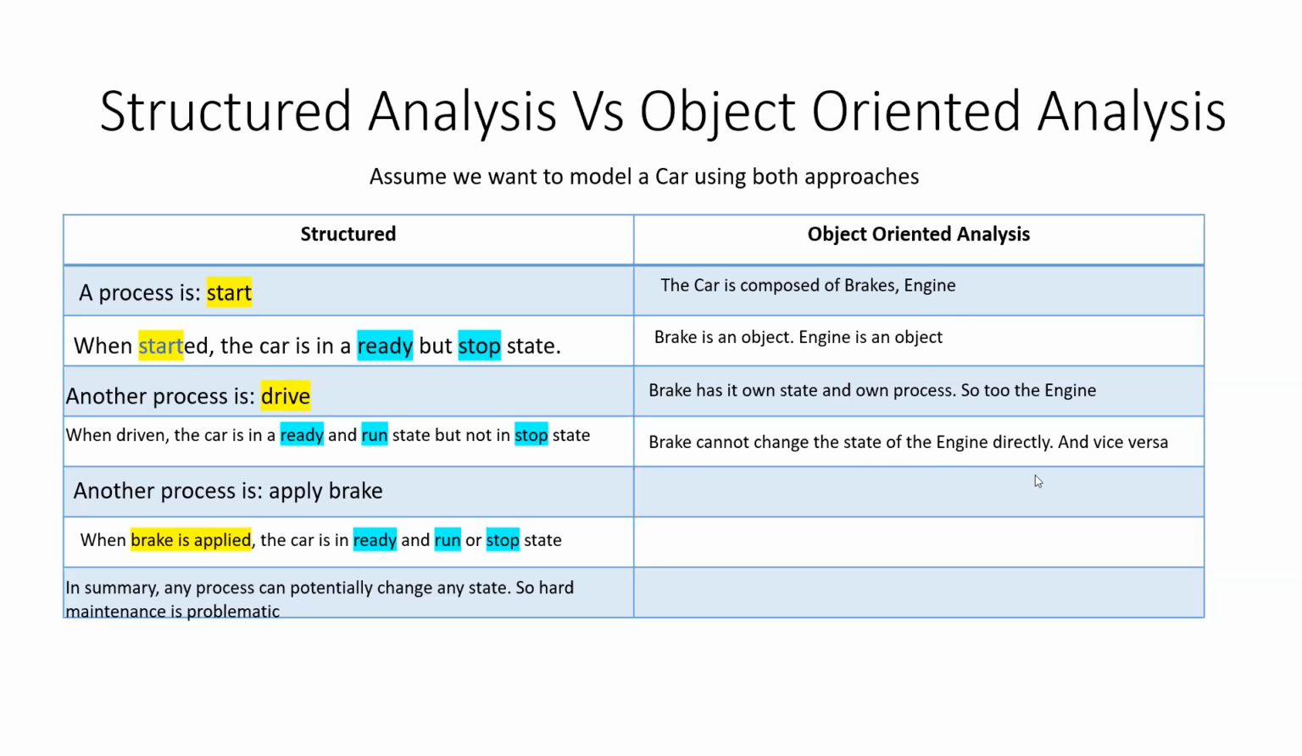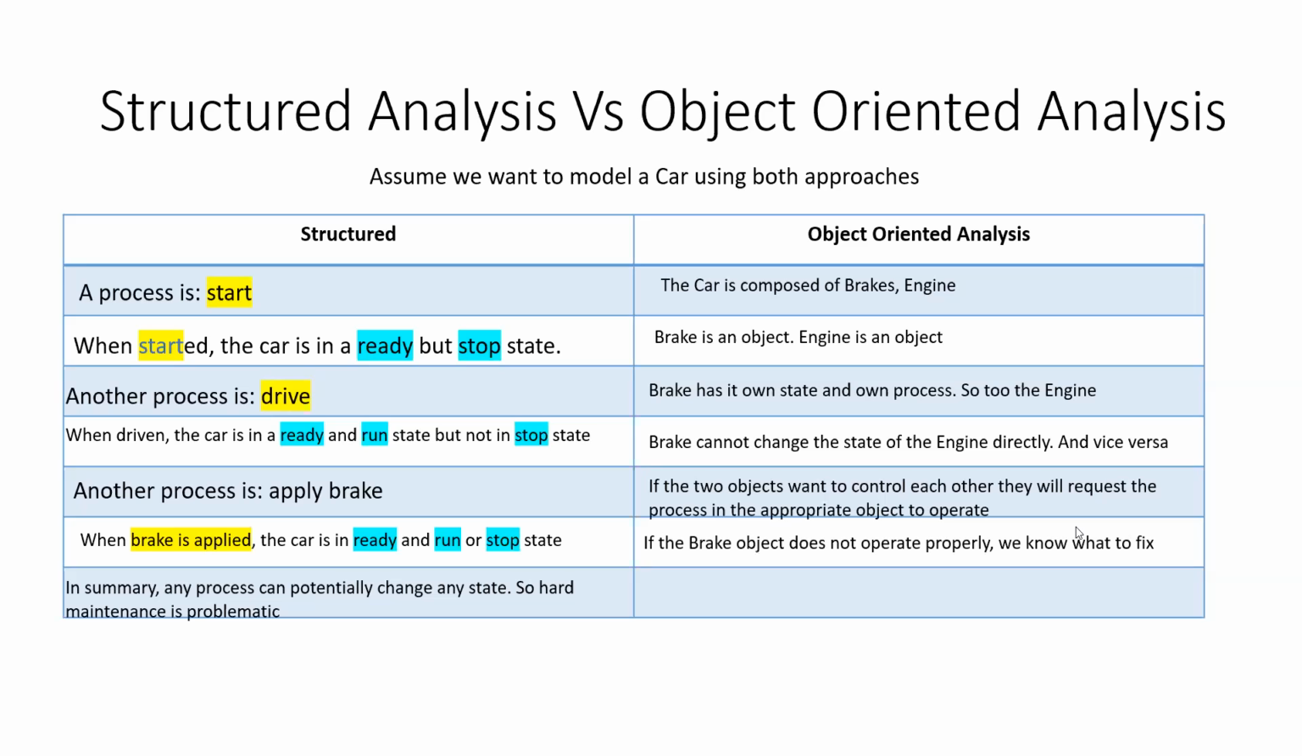Now, if the two objects need to communicate, if they need to control each other, they need to request the process of the other object to operate. They cannot control it directly. They'll have to ask the other object to execute its process. This is a much better control because if the brake object does not operate properly, we know what to fix. We know that it is the brake that needs to be fixed, not the engine.